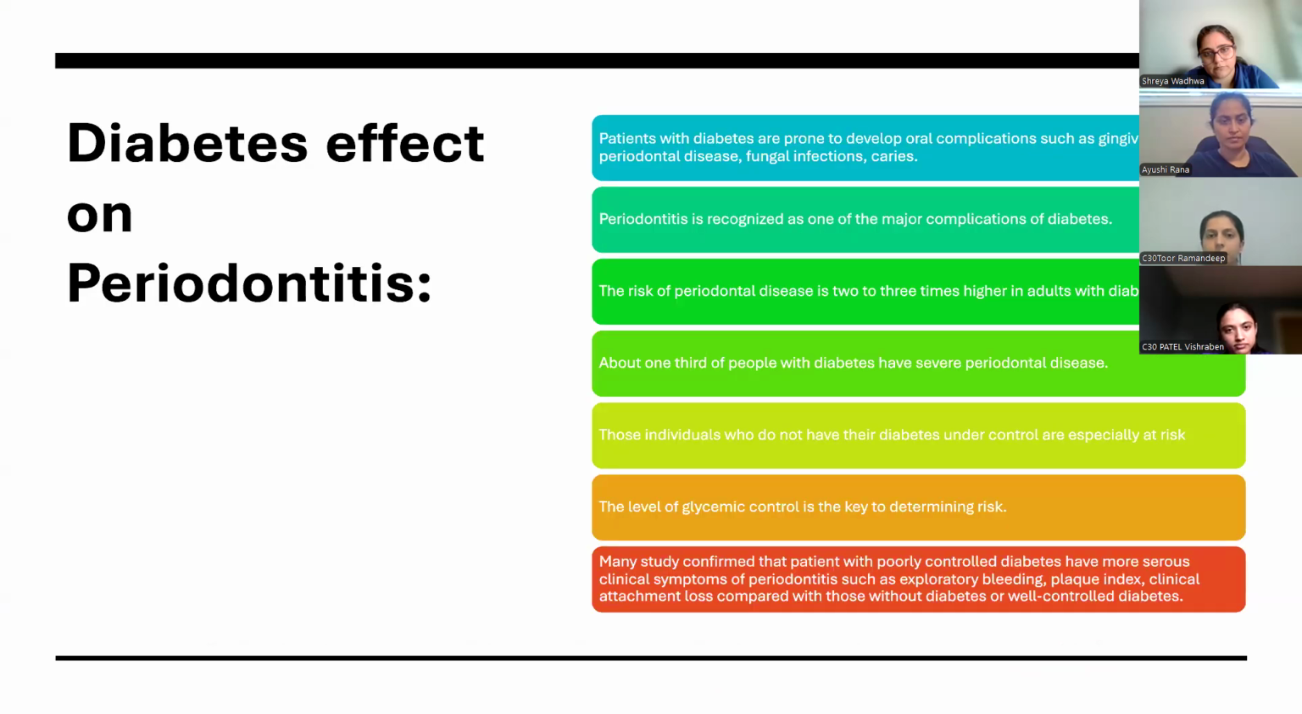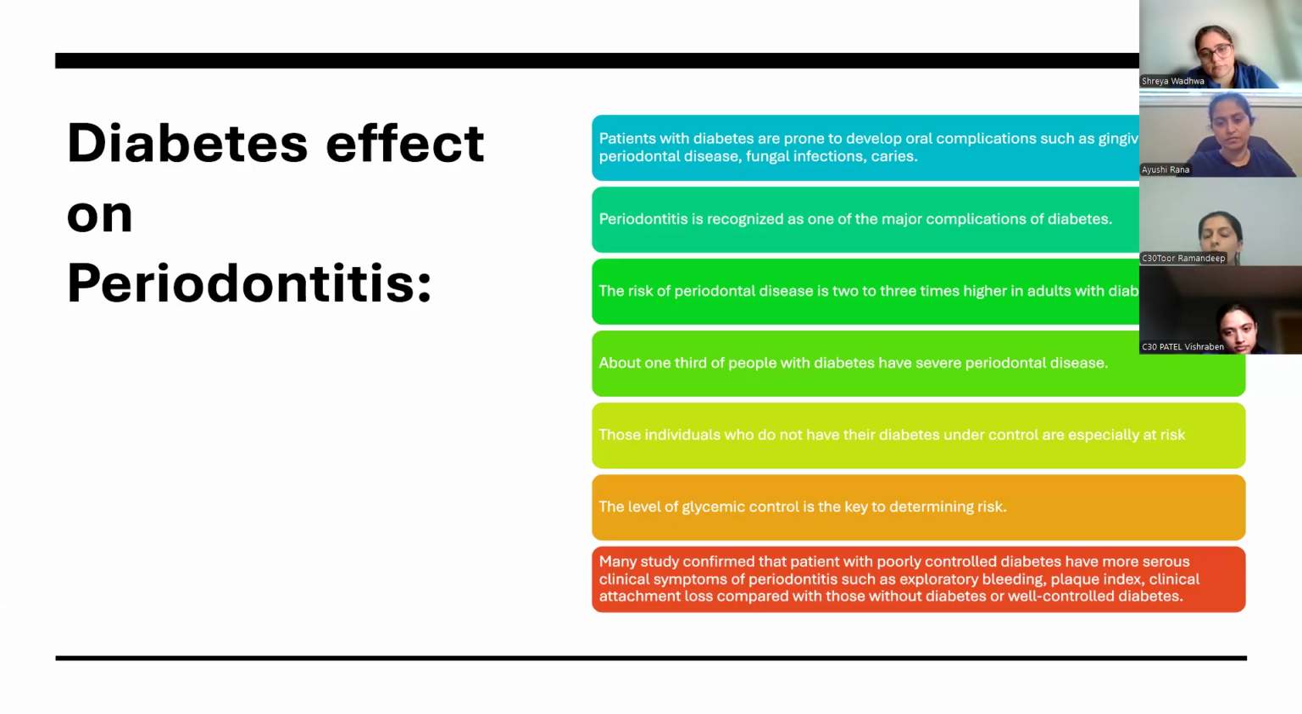Next slide, please. Now, diabetes effect on periodontitis. Patients with diabetes are prone to develop oral complications such as gingivitis and periodontal disease, fungal infections, and caries. Periodontitis is recognized as one of the major complications of diabetes. The risk of periodontal disease is 2 to 3 times higher in adults with diabetes. About 1/3 of people with diabetes have severe periodontal disease.